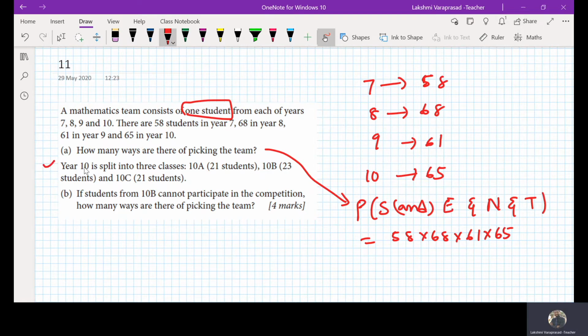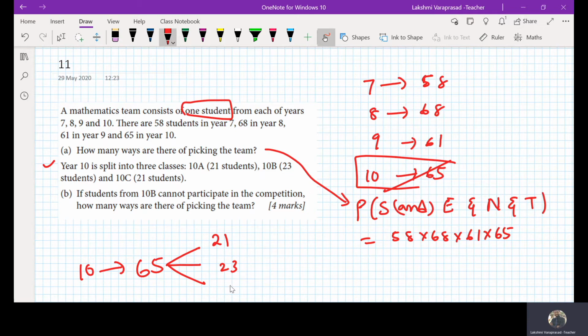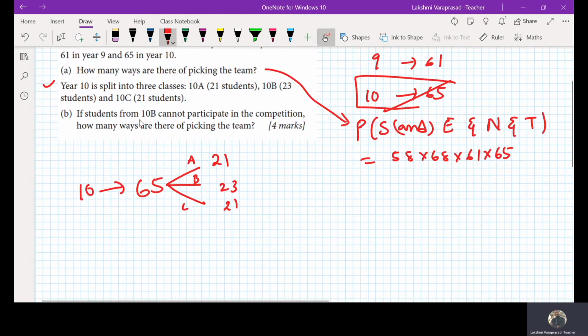Now look at the second question. Here the 10th class is split into 3 sections. They just split it into 3 different sections. The 65, that means the 10th class, has been split into 3 sections: 21 students and 23 students, and the remaining is going to be 21 students again. Sections A, B, and C. If the students from section B cannot participate in the competition, how many ways do we need to pick the team? That is the question actually.